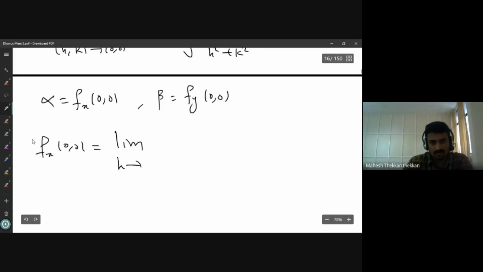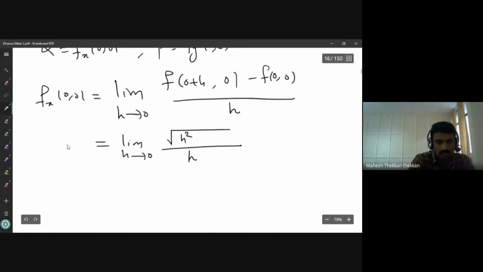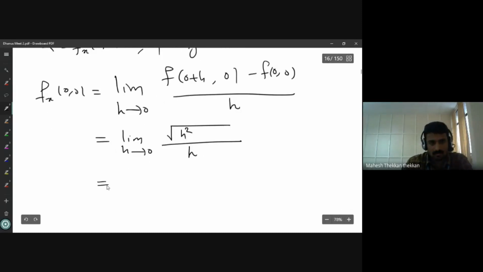By definition, what is this? Limit h tends to 0, f of 0 plus h, 0 minus f of 0, 0 by h. What is this? Limit h tending to 0, square root of h square, since f of 0, 0 is 0, by h. So this is nothing but limit h tending to 0 mod h by h. This does not exist, right?